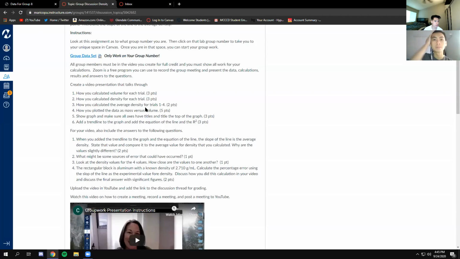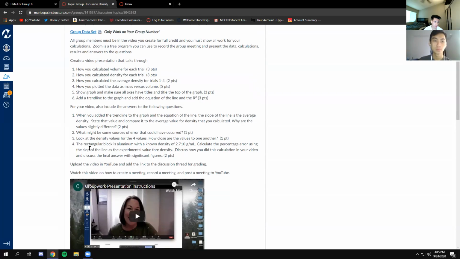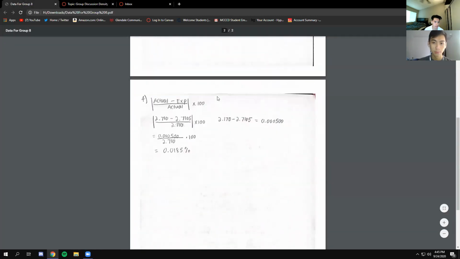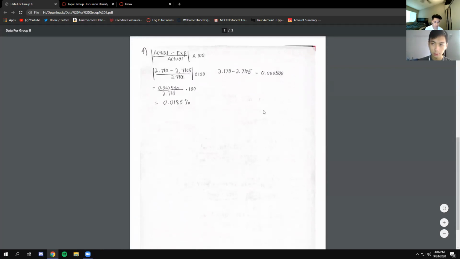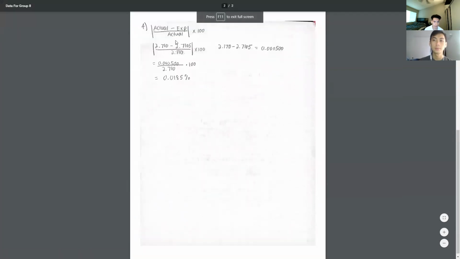Yeah, so for question number 4, I'm going to share my screen again to show the data that we got. So the question's asking, the rectangular block is aluminum with a known density of 2.710 grams per milliliter. Calculate the percentage error using the slope of the line as experimental value for density. Discuss how you did the calculation. So once again, I'm going to show our data for us.